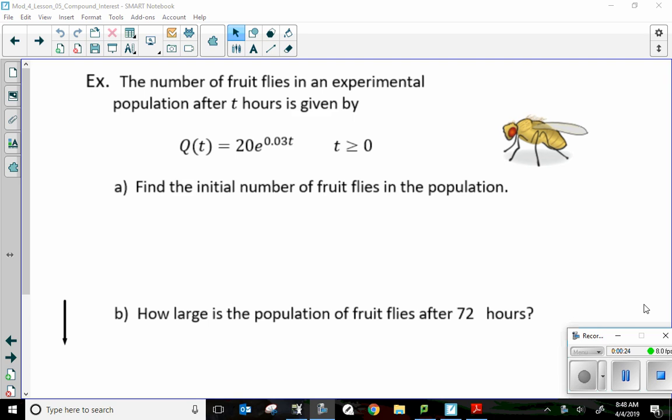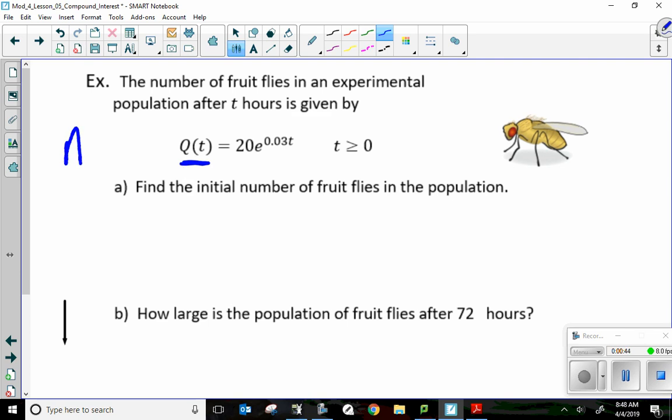Talking about fruit flies. The number of fruit flies in an experimental population after T hours is given by Q of T equals 20e to the 0.03 T. I don't know why they use Q. Now this just looks to me just like APERT.